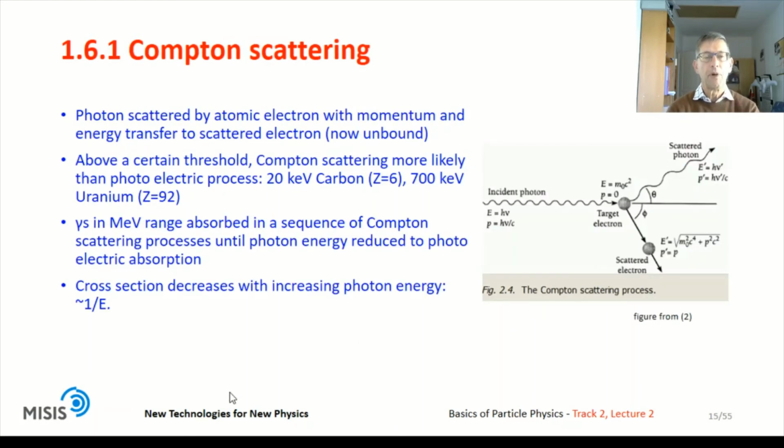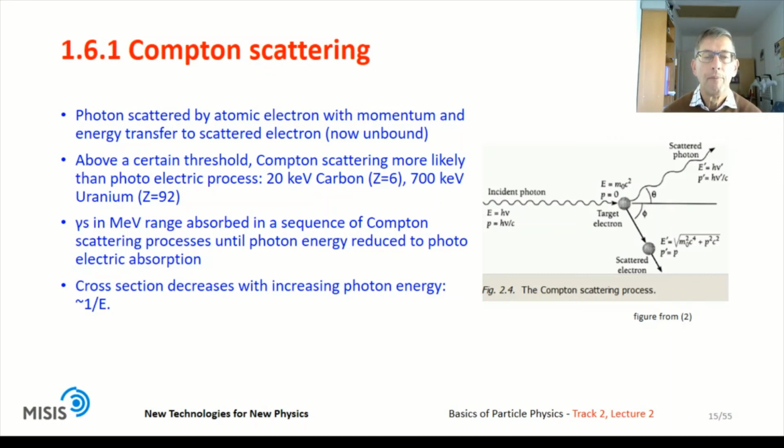Compton scattering, which happens above the threshold where the photoelectric effect is important, is when a photon hits an atomic electron, and it ejects it. It gives some energy to this ejected electron, and it continues with less energy. And so when it goes through matter, it will hit these Compton electrons successively until it doesn't have enough energy anymore, and then it will be absorbed by a photoelectric effect and emit a photoelectron. And the cross-section for this decreases with increasing photon energy.